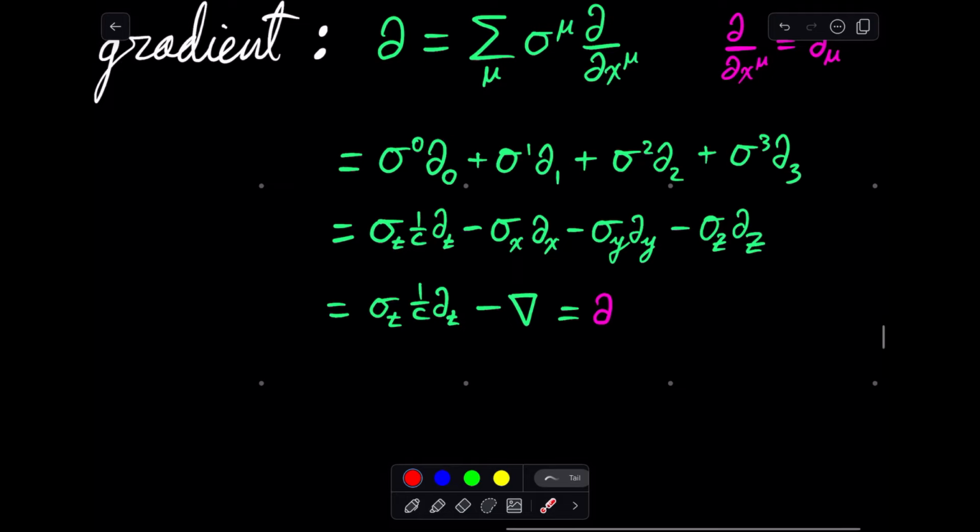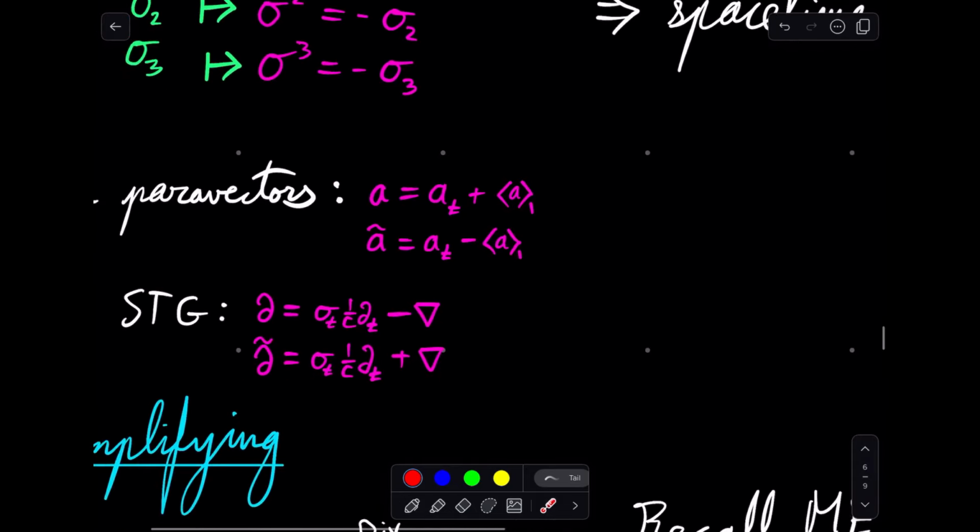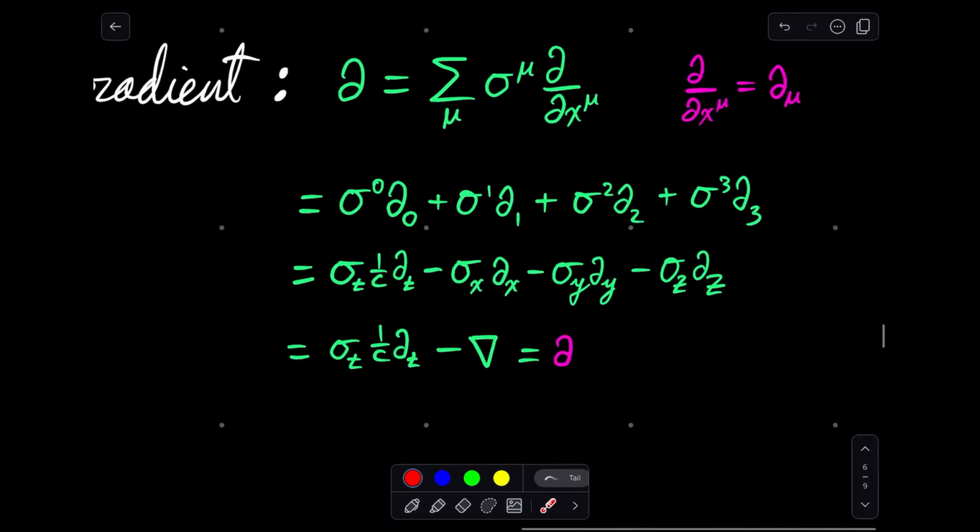And the reason I wanted to go over that was to explain why it's defined as having a negative sign here, whereas for paravectors, the negative sign only shows up in its Clifford conjugate, whereas the positive sign only shows up here in its Clifford conjugate. And the reason comes because of the definition of the gradient being defined using a reciprocal basis.